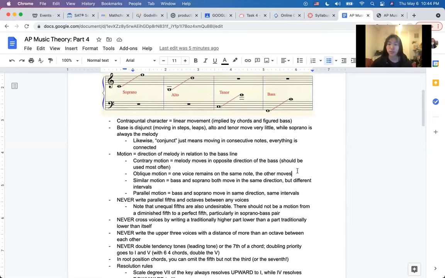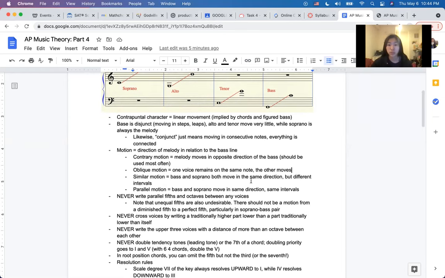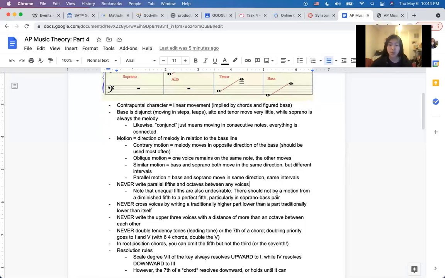Oblique motion is when one voice remains on the same note and the other moves. Similar motion is when the bass and the soprano both move in the same direction, but with different intervals. Parallel motion is sort of similar. It's when both the bass and the soprano move in the same direction, but this time the intervals are the same. So there are many things that you want to avoid when you're composing for the free response questions.